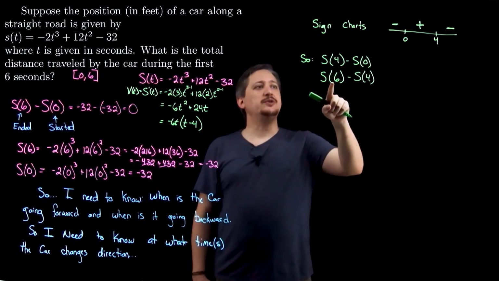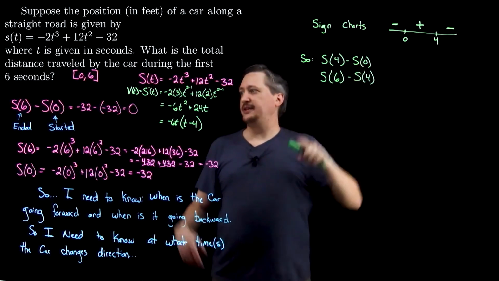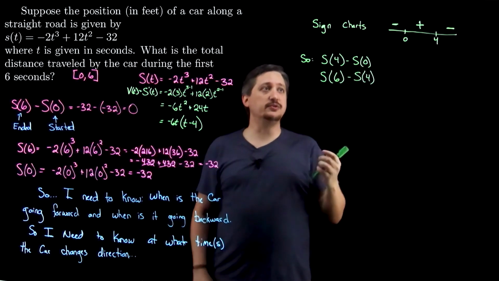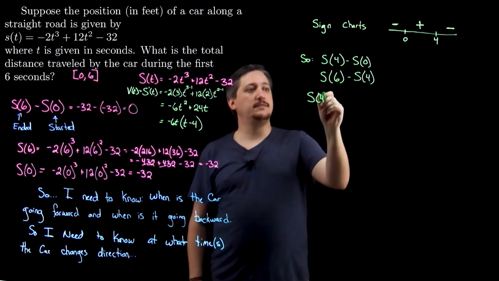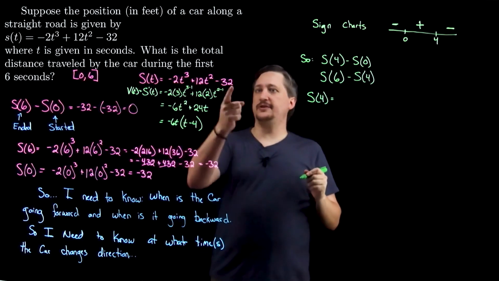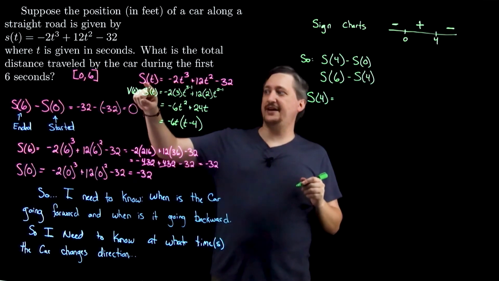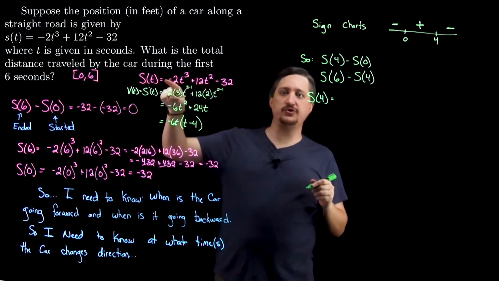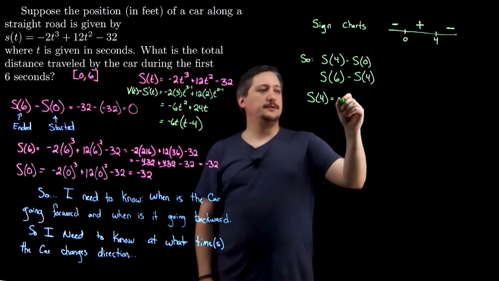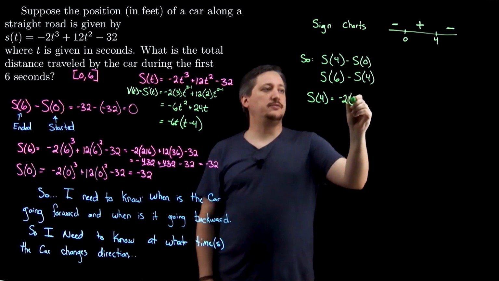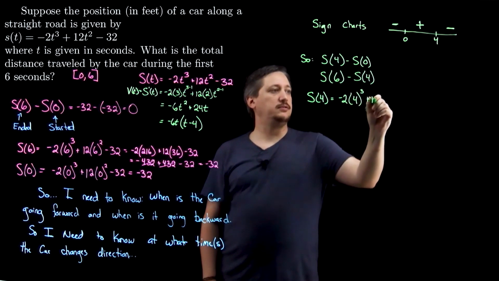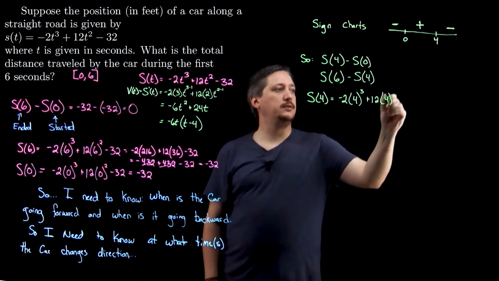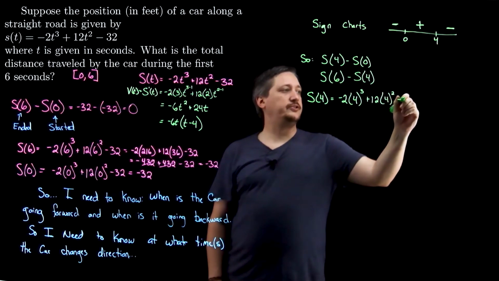But the good news is I know what s of 6 is and I know what s of 0 is. They were both negative 32. So really all I need to do then is solve for s of 4 still. So if I plug that in here, and remember it's s, not v, so I'm doing it in my original function. So I have minus 2 times 4 cubed plus 12 times 4 squared minus 32.